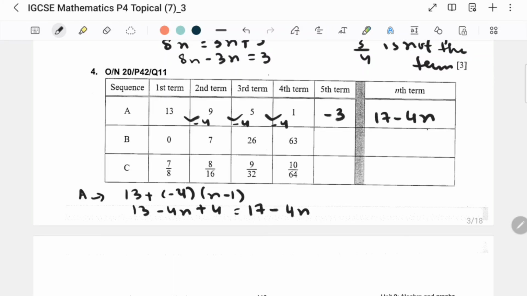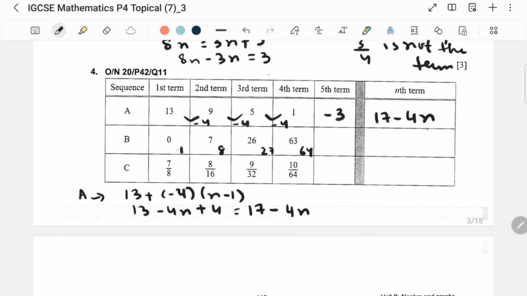Now the second one: 0, 7, 26, 63. When you just see these numbers, you can easily see that if you add 1 to each, you will get the cube numbers: 1 cube is 1, 2 cube is 8, 3 cube is 27, and 64. You can do it by the method I told you previously: take the differences, the third difference will be the same, and then do it. You can do it like this also.